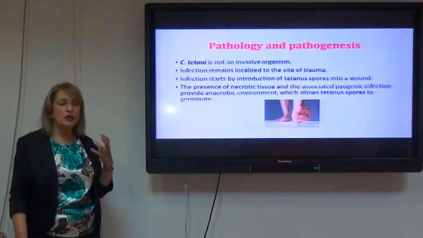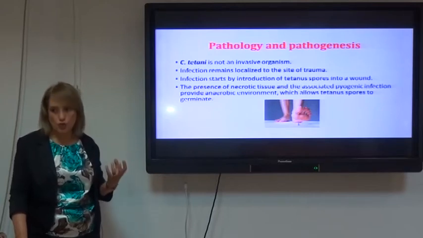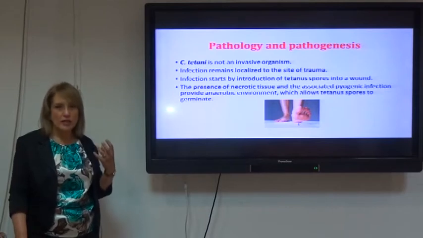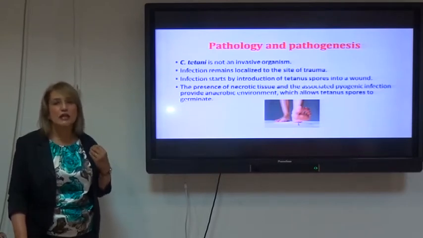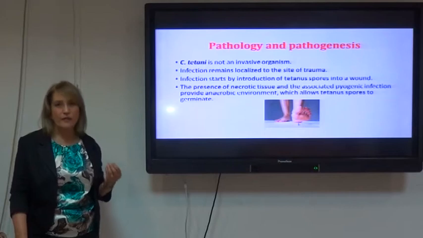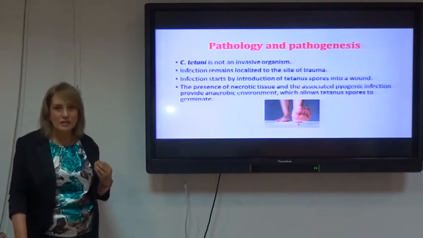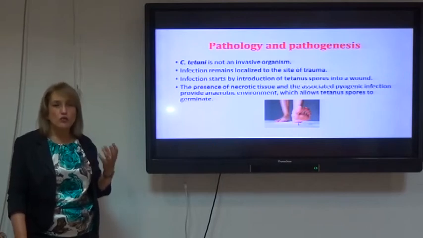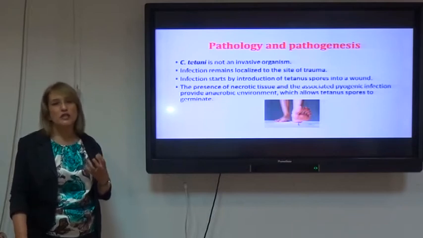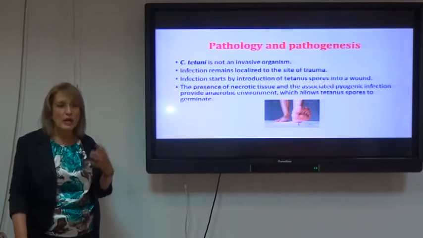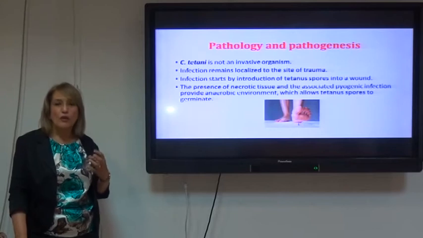So the wound will be contaminated by the tetanus spores. And as we said, the organism, or the Clostridium tetani spores, they are not invasive, meaning that the infection remains localized to the site of the trauma. And if the wound contains extensive necrotic tissue or is associated with other pyogenic infection that contaminates the wound, these pyogenic organisms will consume the available oxygen in the wound.